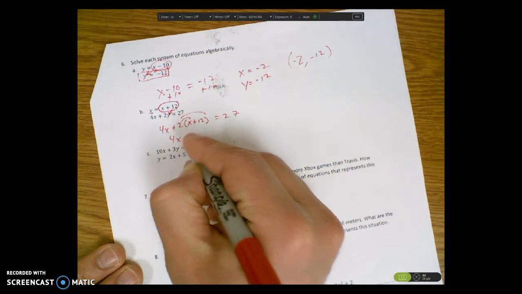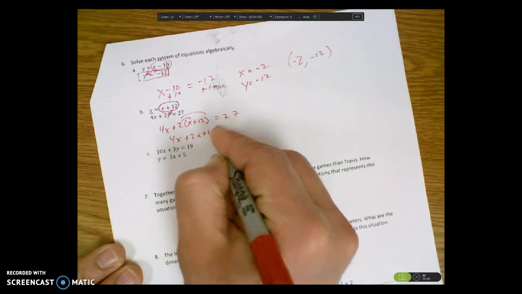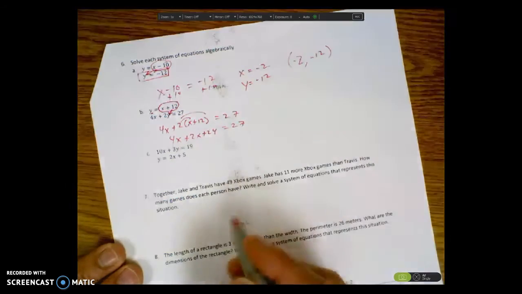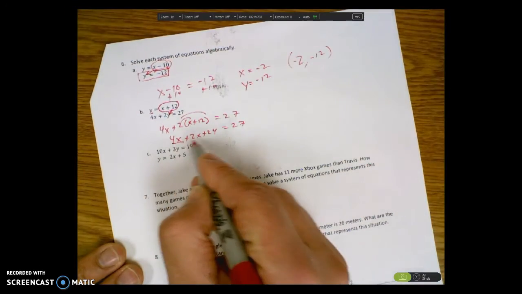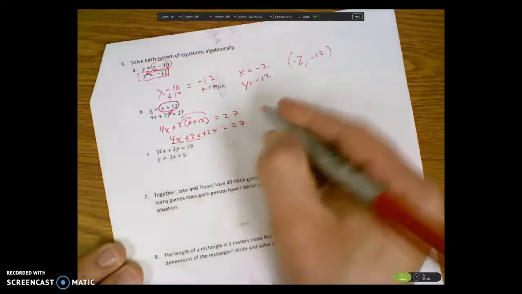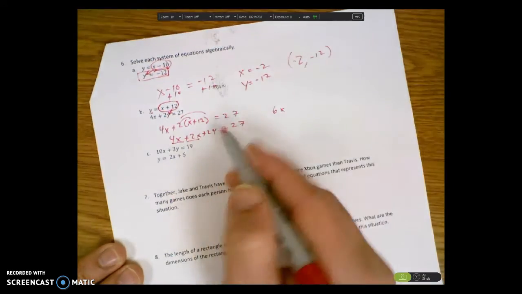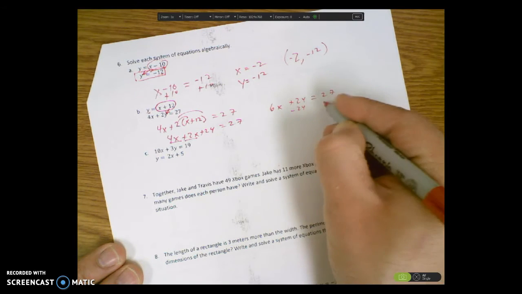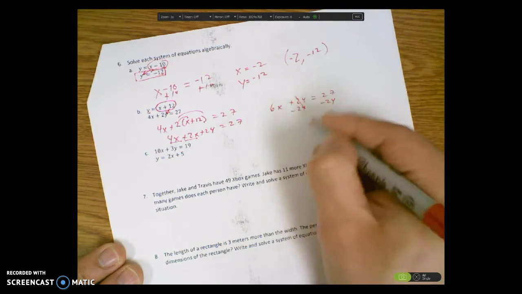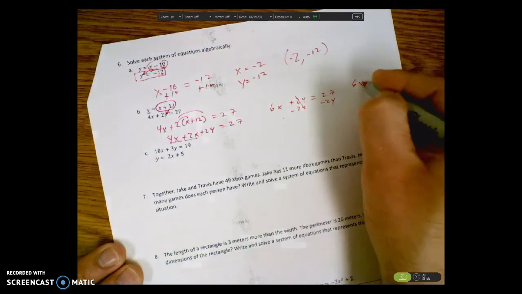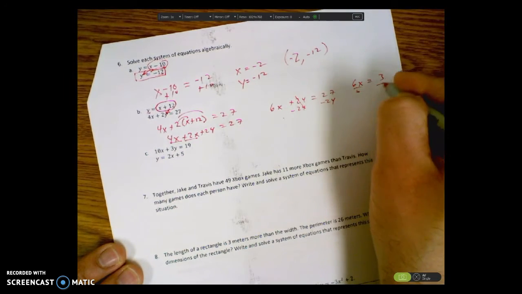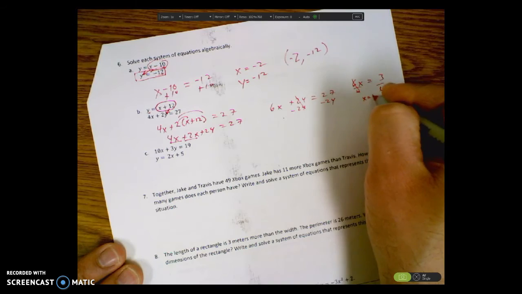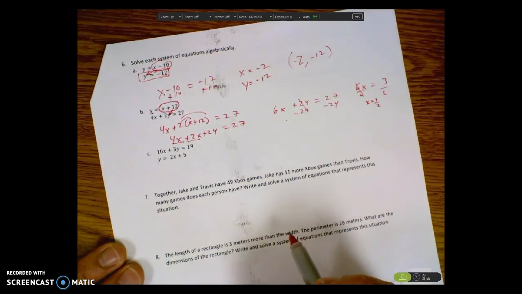So 4x plus 2x plus 24 equals 27. So combine like terms, 4x and 2x is 6x, and plus 24 equals 27. I'm going to subtract 24 from both sides, and that leaves me with 6x equals 3. Divide by 6, and I get x equals 1/2. So that's part of it.